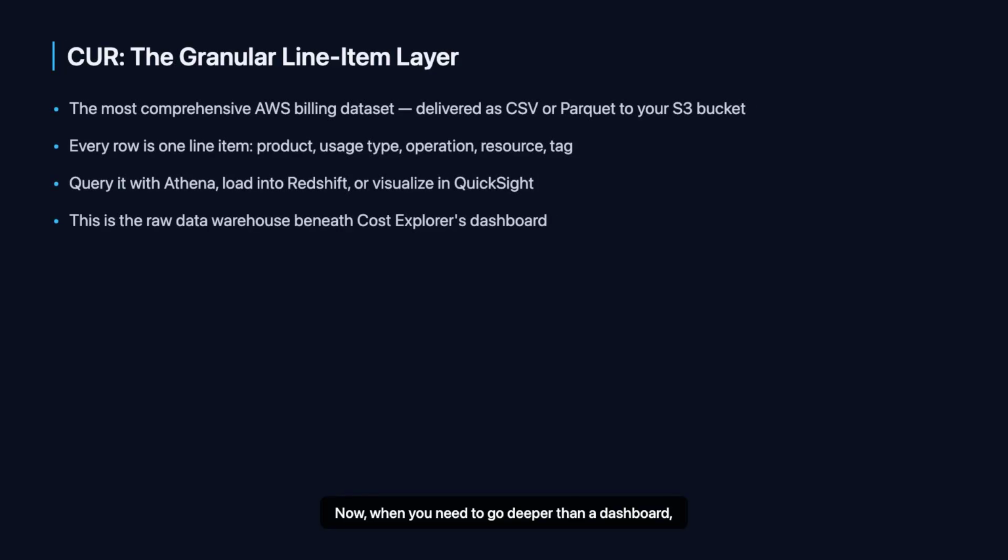Now, when you need to go deeper than a dashboard, you reach for the cost and usage report. It's the most comprehensive billing dataset Amazon Web Services offers, delivered as CSV or Parquet straight into your own S3 bucket. Every row is a single line item: the product, the usage type, the operation, the specific resource, and its tags. You query it with Athena, load it into Redshift, or visualize it in QuickSight. Think of the CUR as the raw data warehouse sitting beneath Cost Explorer's dashboard. In fact, for a big account, a single report can top 1 million rows and get split across multiple files, which is exactly why you need a query engine, not a spreadsheet.